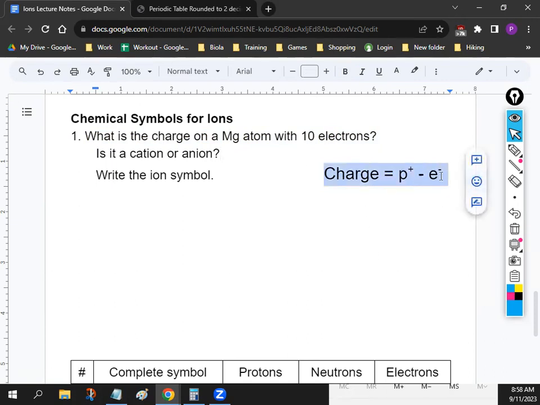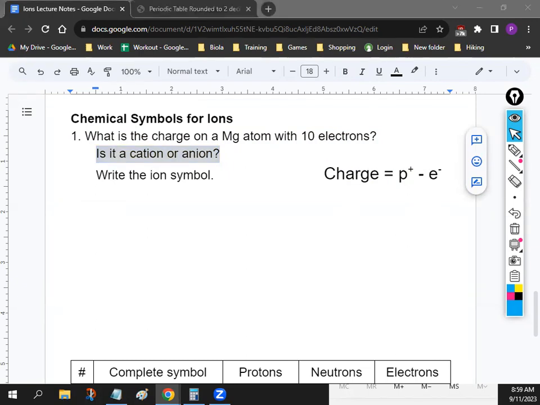So I think you guys can try this. I want you to use the charge formula right here. I want you to look up the protons for magnesium, and calculate the charge for this atom. I'll give you a minute to do that. Again, you can use your phone calculators if you'd like, or you can just do it the old school way. See if you can figure out if it's a cation or anion, and then I'll show you how to write the symbol in just a second too. So take a minute to do that.